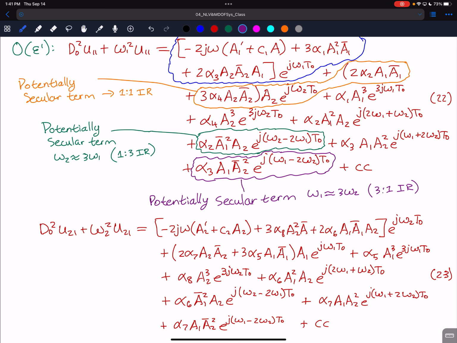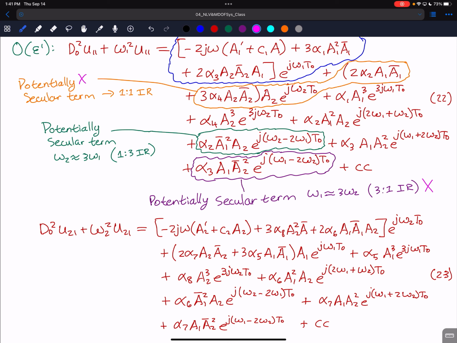That would be possible. Now, we've assumed that the modes are distinct and ordered properly such that this one can't occur and neither can that one. So neither the orange nor the purple ones can be secular based on the assumptions we made on the natural frequencies: that they're distinct, so we can't have 1-to-1 because they're not the same frequency, and that omega 1 is less than omega 2, and therefore omega 1 can't be equal to 2 times omega 2 or 3 times omega 2. However, omega 2 is larger than omega 1 and could potentially be 3 times omega 1.